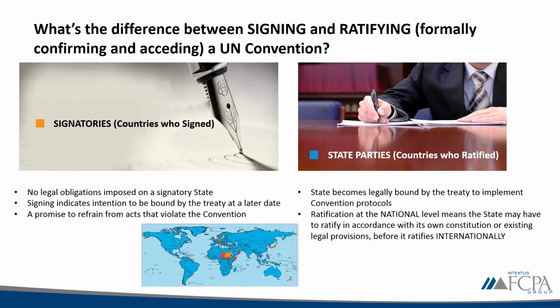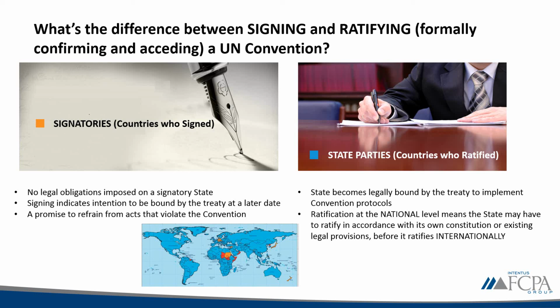So what's the difference between signing and ratifying? Orange countries, as we mentioned, are signatory countries who have only signed. There's no legal obligation imposed on a signatory state. Signing indicates an intention to be bound by the treaty at a later date and a promise to refrain from acts that violate the Convention protocols.